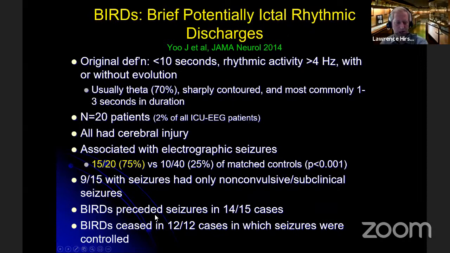And the birds came before the first seizure in 14 out of 15 cases, meaning this might be something that alerts you that this patient is at very, very high risk of seizures coming up. And then whenever seizures were successfully treated, the birds went away as well.